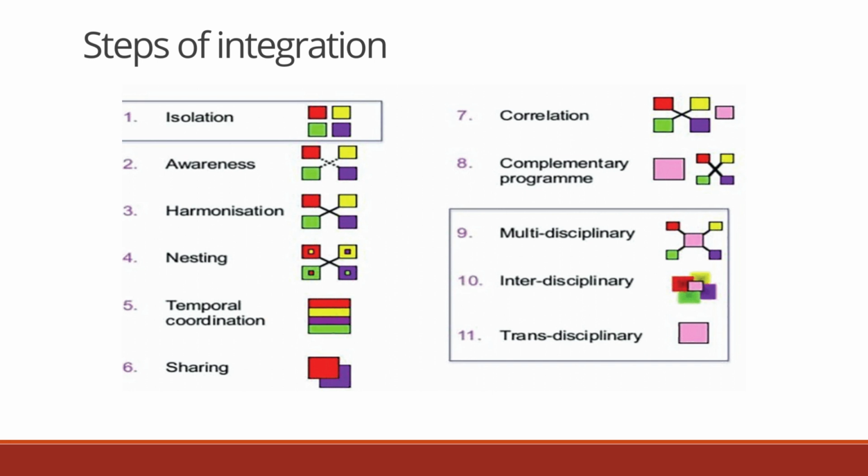Step 7 is correlation, in which an integrated teaching session may be introduced in addition to subject-based teaching. Step 8 is complementary programming, often related to a theme or topic to which several disciplines can contribute. Step 9 is multidisciplinary, in which themes are identified, sometimes related to an area in which practical decisions need to be made, other times when the subject matter transcends subject boundaries.